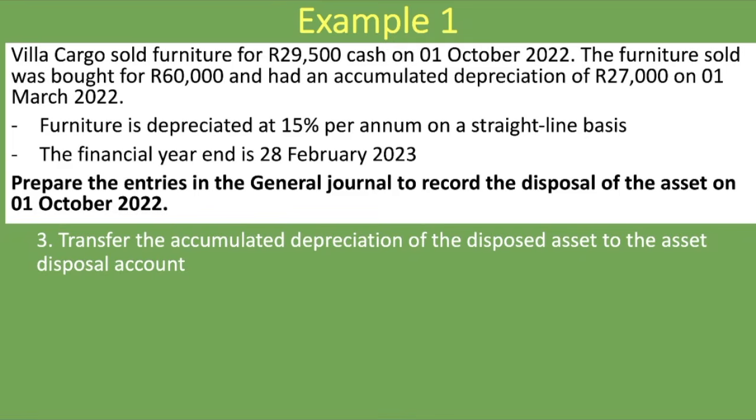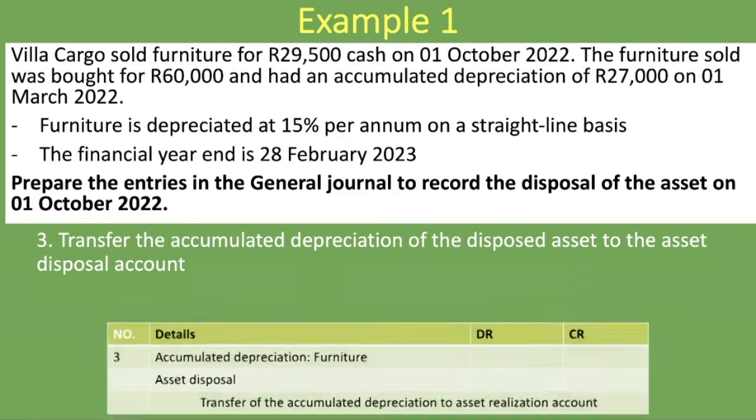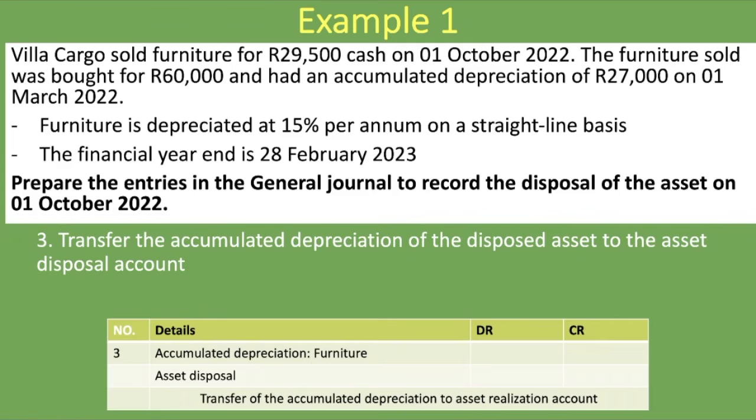But now that we are clearing it out, we want to remove it from our books, so we are putting it on the debit side. As you saw earlier on, we debit accumulated depreciation and credit asset disposal. Again, with accumulated depreciation, indicate what you're dealing with. Here we are dealing with furniture. That is why we indicated it. All right, so what is the amount that we're going to put here?